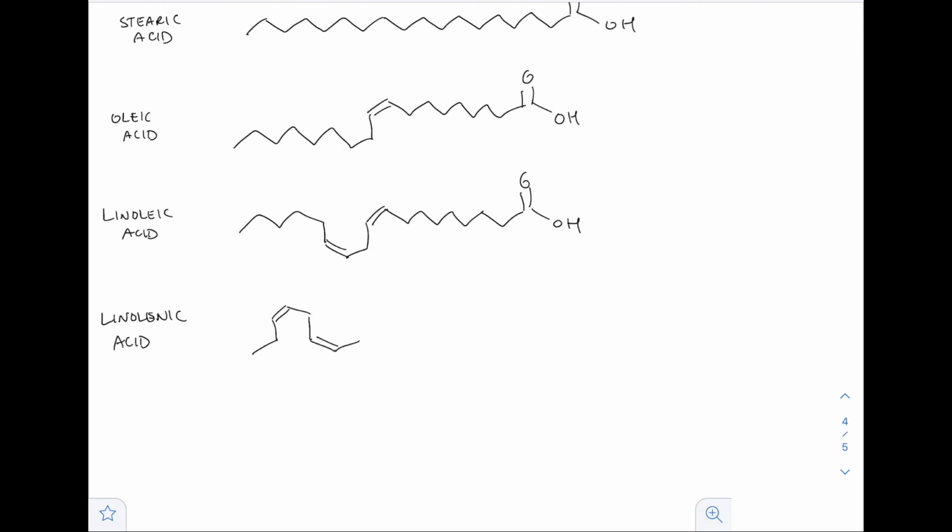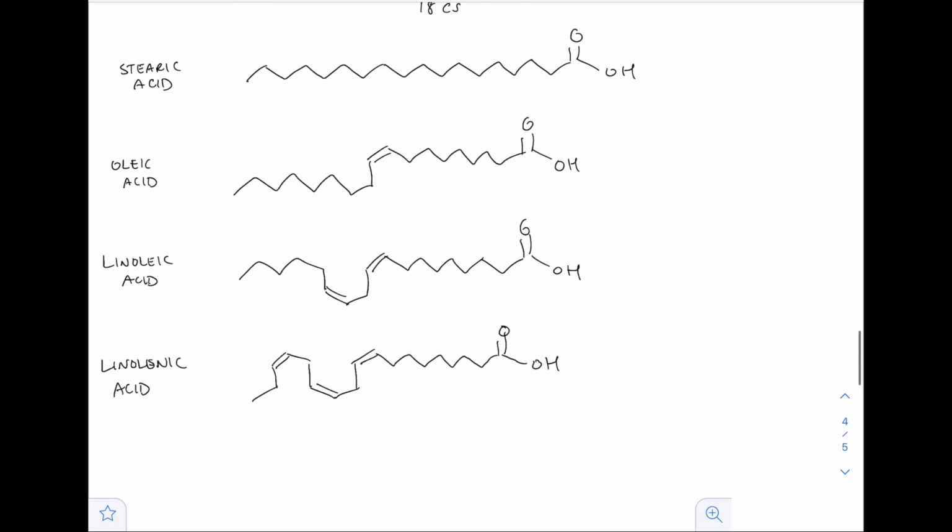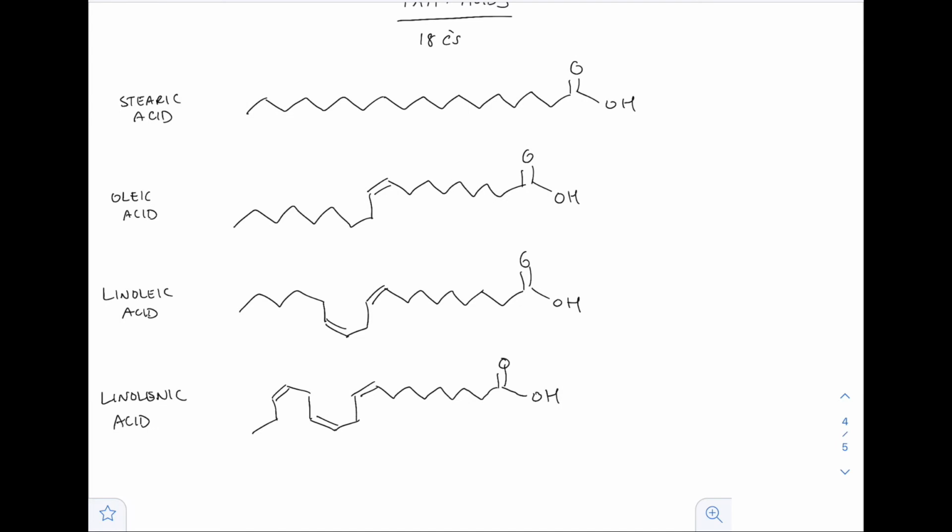That kind of reminds me of Tommy Boy, I think. Black Sheep, maybe. I don't know. Anyway, we've got an alkene here.